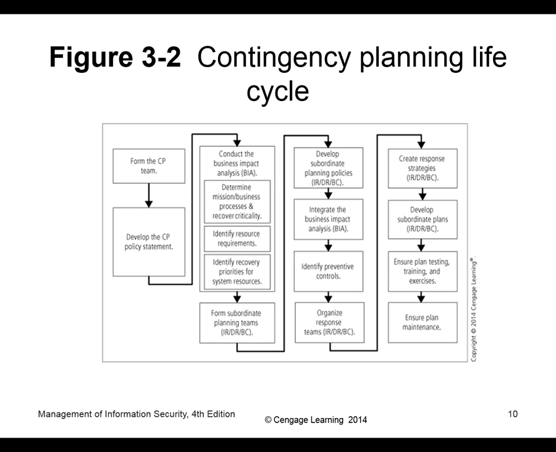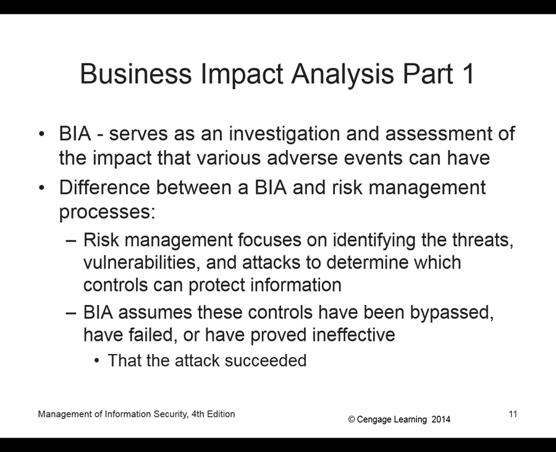Is it still good today? What if our plan said install McAfee version 3? Well, now we're on a totally different system. So it does change. Okay. So the business impact analysis serves as an investigation and assessment of the impact various adverse events can have. So what could a virus affect? Well, it could affect, obviously, email for the entire campus, which in turn can affect all kinds of other components. Okay, so could be a lot.